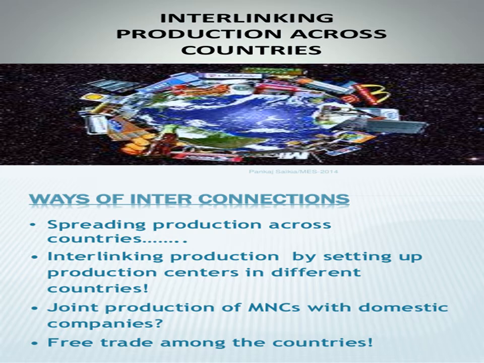Beta, there are mainly three ways by which MNCs are spreading and interlinking production. Now we will learn about the ways. First is joint venture. MNCs normally work in collaboration with local companies. Therefore, MNCs start production jointly with local companies of different countries.